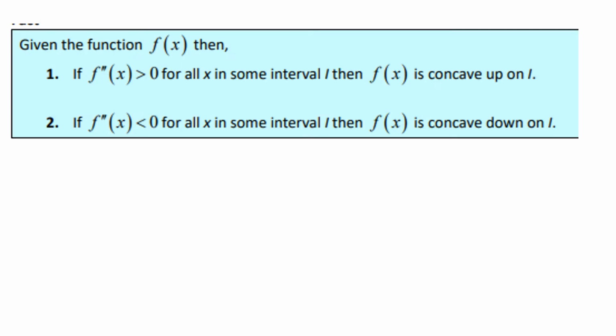And the second derivative gives us insight into that. You could call this a theorem, you could call it a fact. So given a function f of x, if the second derivative of x is greater than 0 for all x in some interval I, then f of x is concave up on the interval I. Similarly, if the second derivative is negative for all x in some I, then f of x is concave down on the interval I.